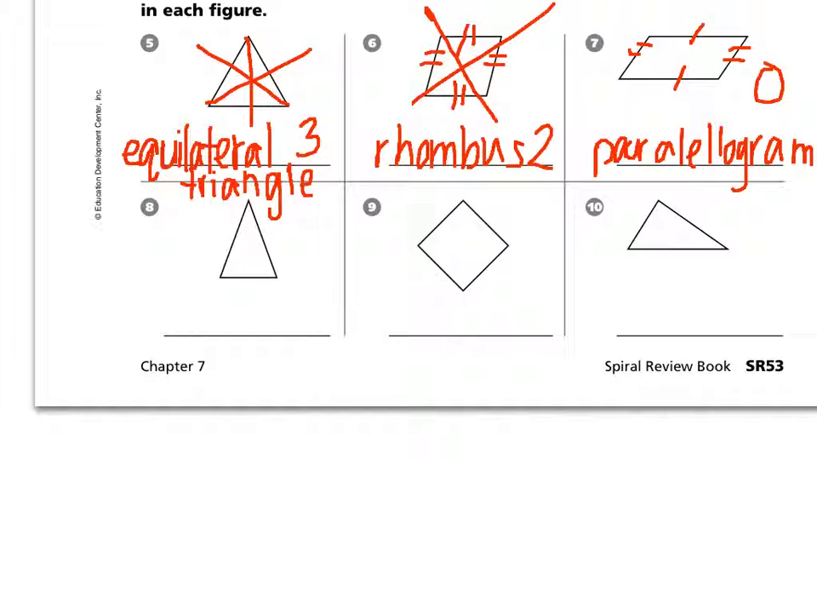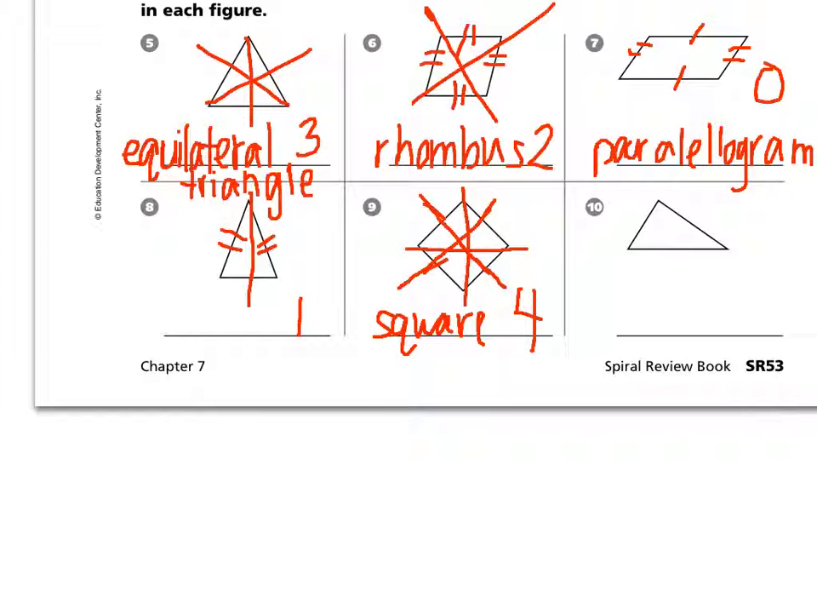I can tell that this is going to be an isosceles triangle because there's 2 lines that are going to be congruent. I also know that there's only 1 line of symmetry. Looking at number 9, I can tell that all 4 sides are congruent, which means it's a square. And then I'm going to draw the lines of symmetry, which tells me that there's 4 lines of symmetry.